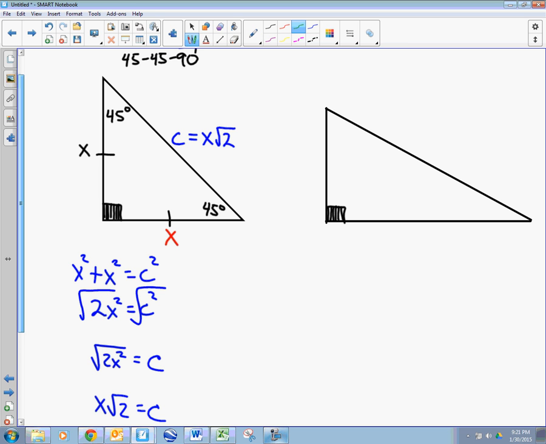So I'll do an example in green. Suppose that x was 4, then the other side would also be 4, and the hypotenuse would be 4 roots of 2. Okay? Pretty simple.